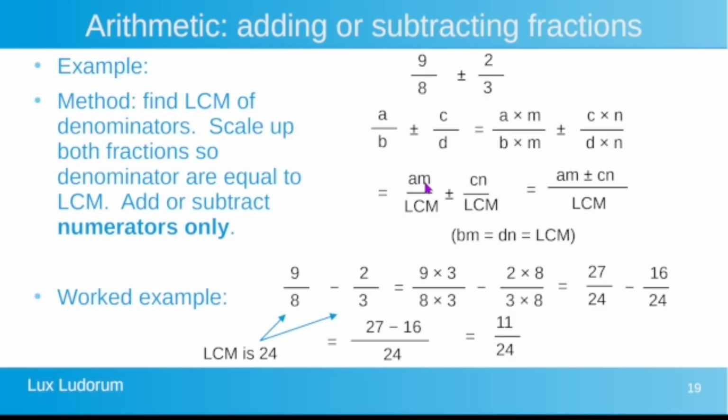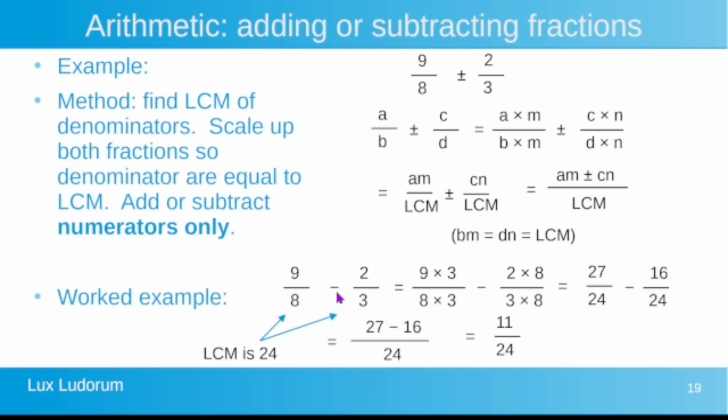And then we end up with a times m on the top here over the lowest common multiple, plus or minus, depending on which sign we've got, c times n over the lowest common multiple. And then we can write that over the lowest common multiple as am plus or minus cn. bm and dn, these bottom bits here, are the same, and they are the lowest common multiple. So a worked example, that's a bit hard to digest, I know.